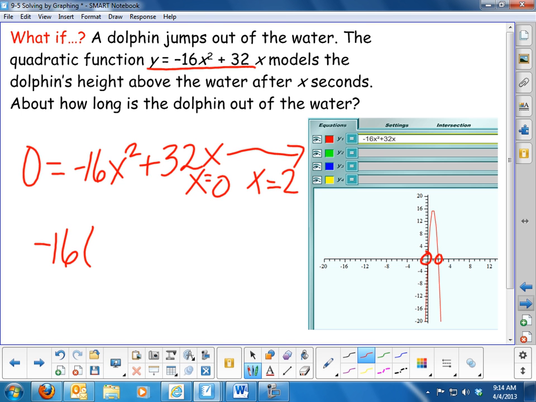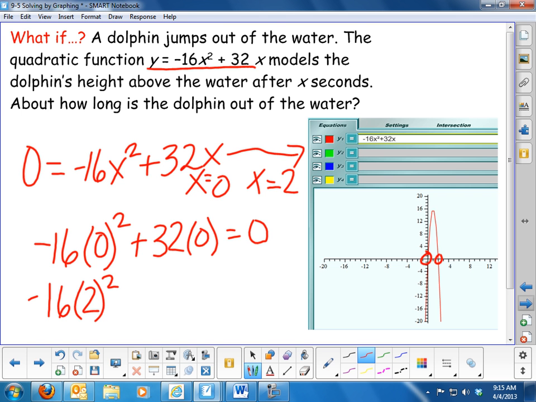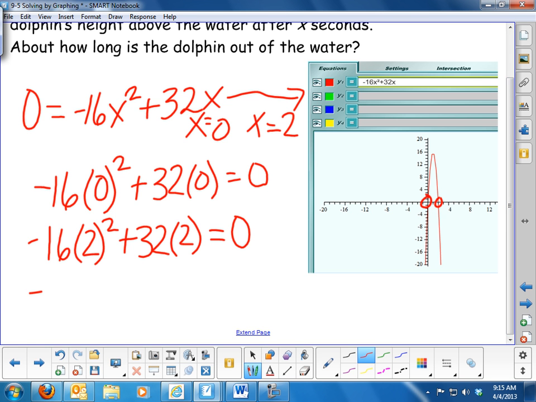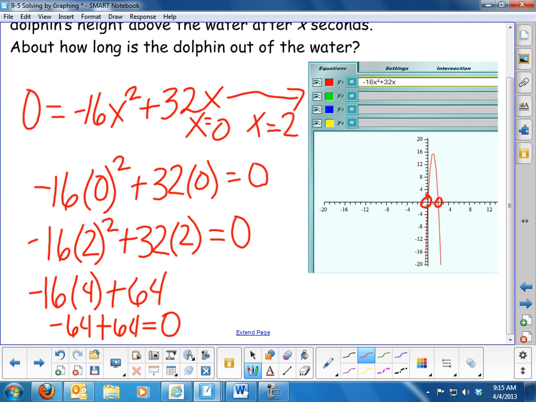Negative 16 times 0 squared plus 32 times 0 is in fact equal to 0. And the second one is 2, so negative 16 times 2 squared plus 32 times 2 equals 0. So I have to square my 2. That's going to give me negative 16 times 4 plus 32 times 2, which is 64. So negative 16 times 4 is negative 64 plus 64, in fact, equals 0. So my zeros are x equals 2 and x equals 0.